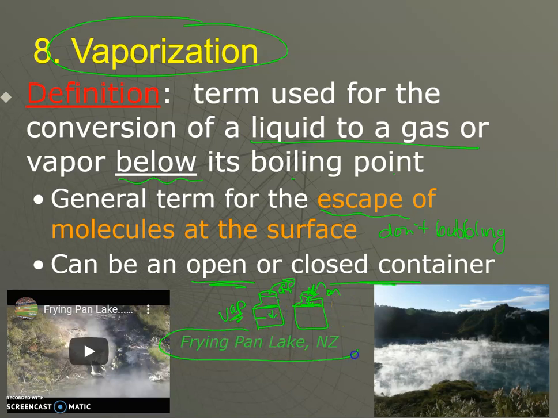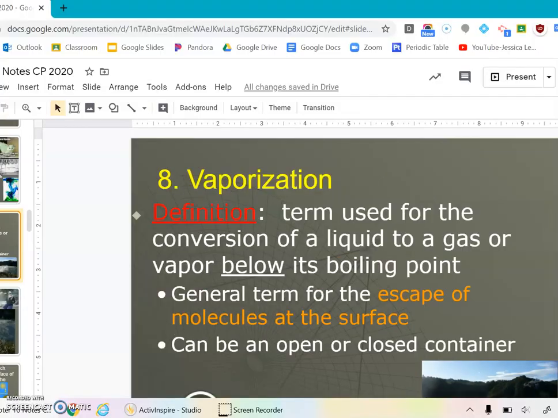I also share pictures and videos of Frying Pan Lake in New Zealand, one of the coolest places I've ever been to because it's so hot. But basically, it's this big crater. There's all this volcanic activity underneath it, and the whole lake is literally frying. It looks like a big old frying pan.